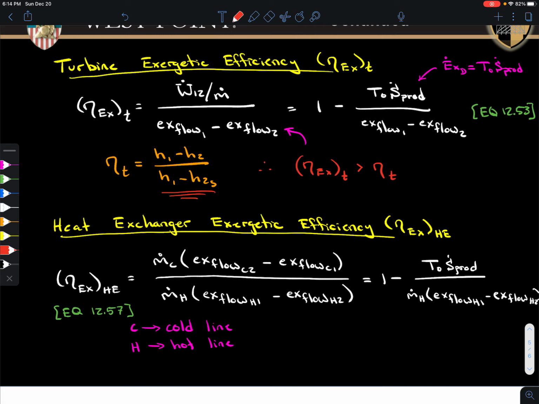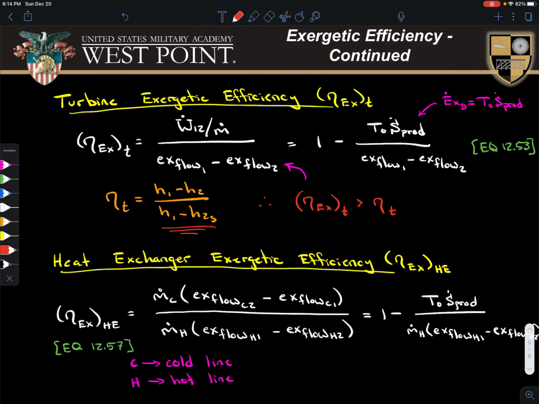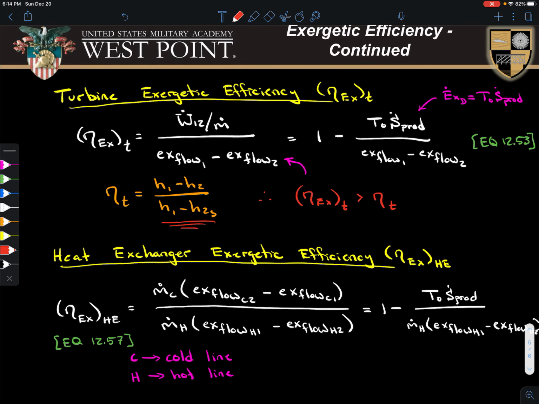So that gives you a crash course on control volume analysis using exergy for an exergy balance, as well as some of the performance metrics of using exergetic efficiency to define the performance of a steady state device. All of these, for now, we've been talking about adiabatic steady state devices.